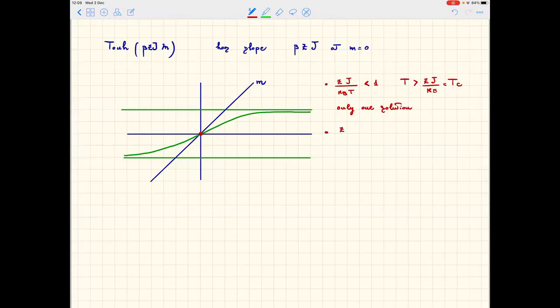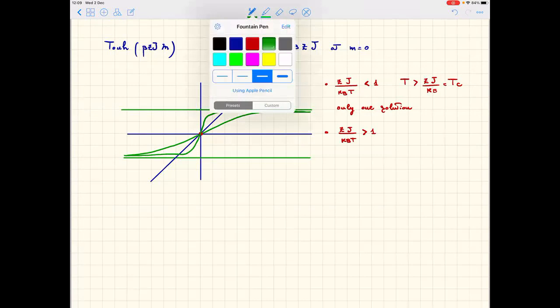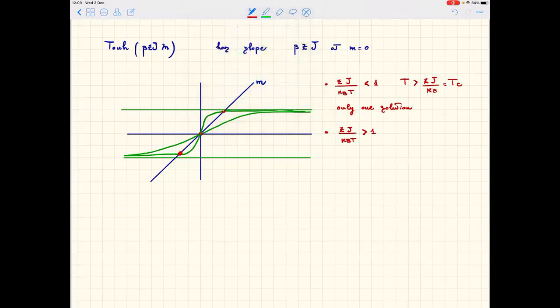When the temperature is smaller, in other words, when this slope coefficient is larger than 1, there's more than one solution, right? Because in that case, the curve would look like this, and it has three solutions. It has three intersections: here, at m equals 0, and at these two points. Okay? Three solutions. Yes.